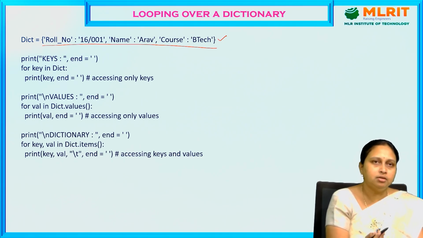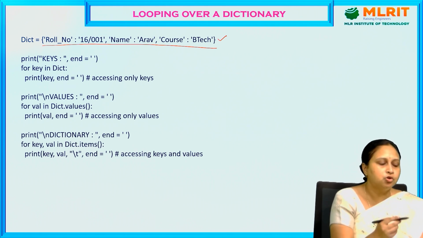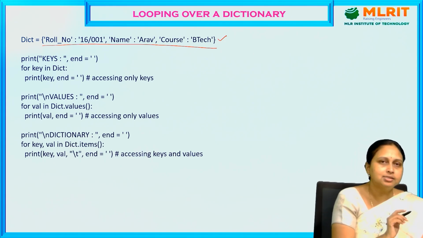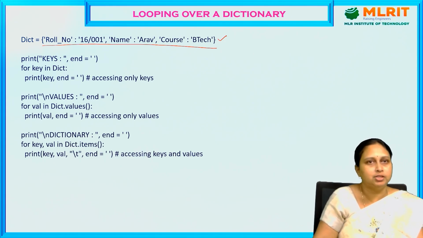The same thing, if instead of writing them separately, I want to use them in a repeated way, how can I use a looping statement for the dictionary? Instead of printing them separately, I can use a for loop for accessing those keys, values, as well as the dictionary items. Let us see what the keys will display. I will be showing you the output also.